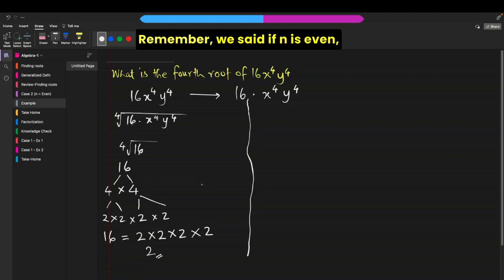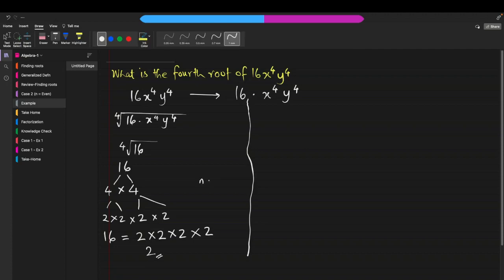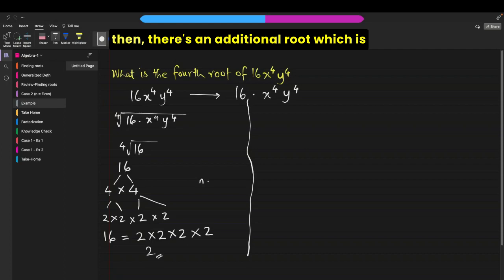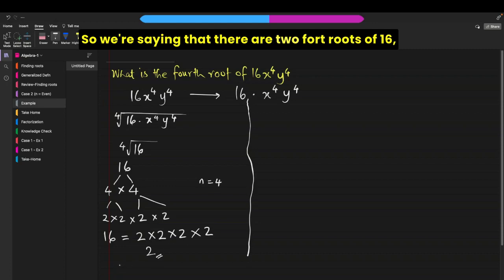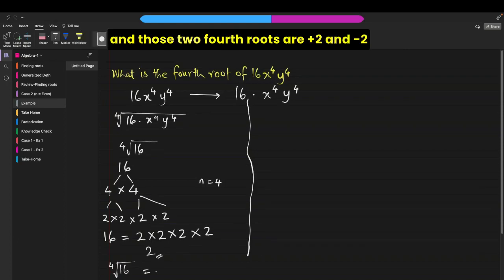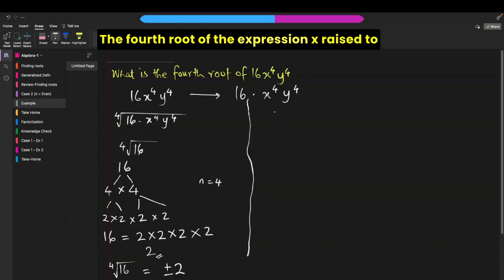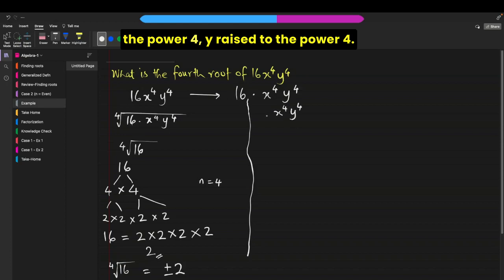Remember, we said if n is even, then there's an additional root, which is the negative of the positive number, right? And so in this case, n is equal to 4 and it's even. So we're saying that there are 2 fourth roots of 16. And those 2 fourth roots are plus and minus 2. Now, let's take a look at how to find the fourth root of the expression x raised to the power 4, y raised to the power 4.